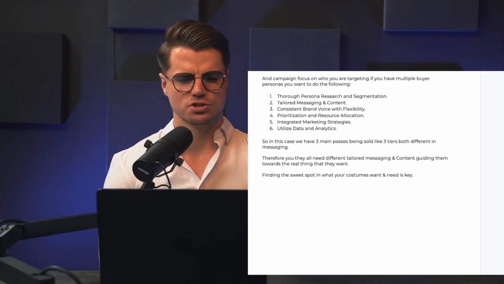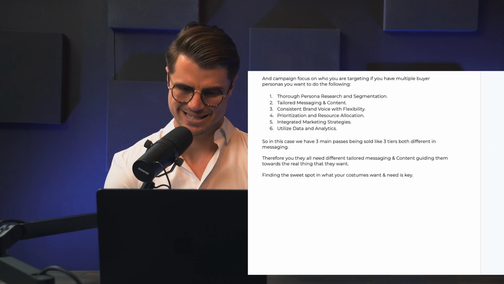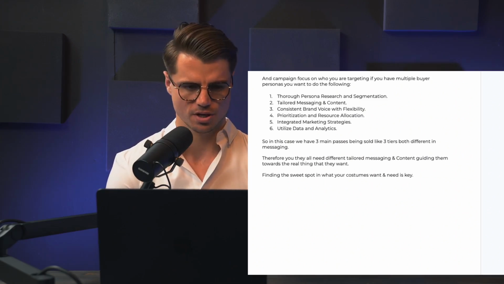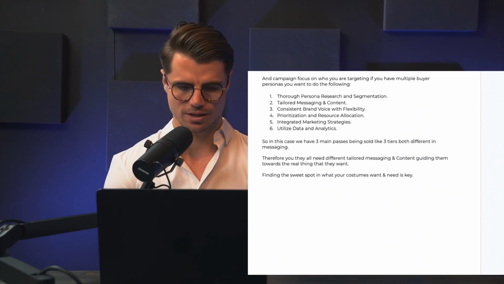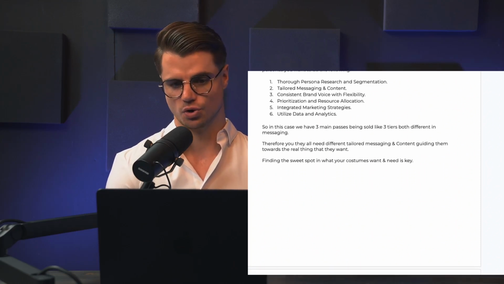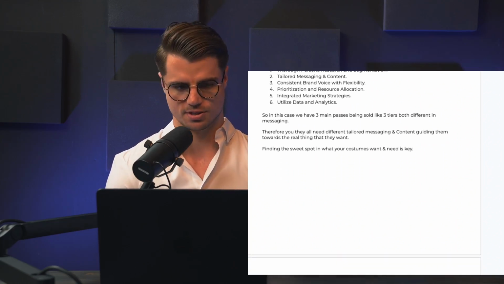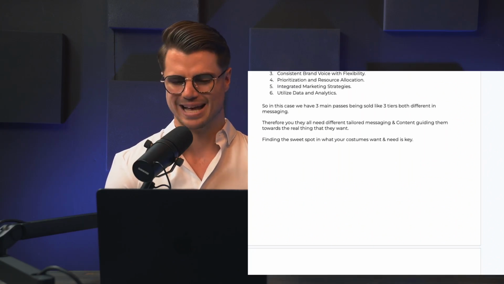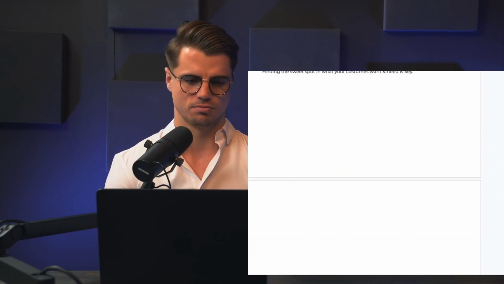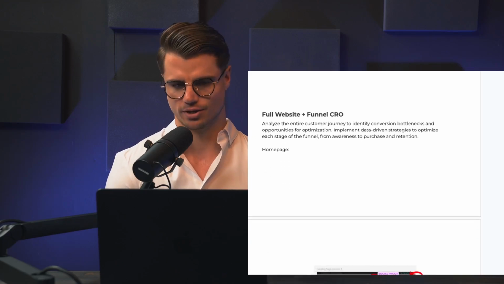Now, in this case, we had three main passes that are being sold in different tiers. Therefore, you will need specific messaging that is tailored to three specific components, guiding them through a purchase decision. So finding the sweet spot is about what your consumers want and need, basically, right? So it's about being able to actually articulate that.